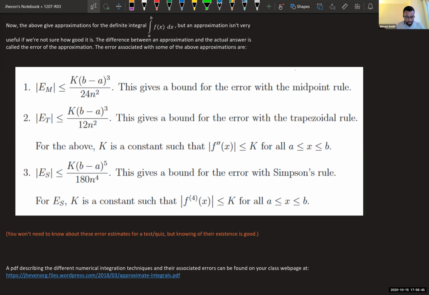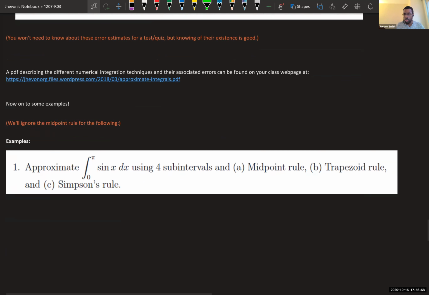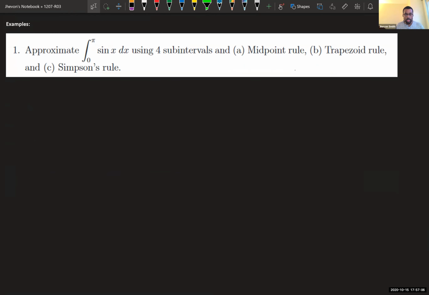And yeah, by the way, I do have a summary of all these techniques and these approximations in that PDF right there, which you'll be able to see. It's also on the class website. What we're going to do now is just basically do an example. So this is what you're going to need to know. I put in the midpoint rule, but I'm going to skip that because, again, that's Calc 1. You should know how to do that.